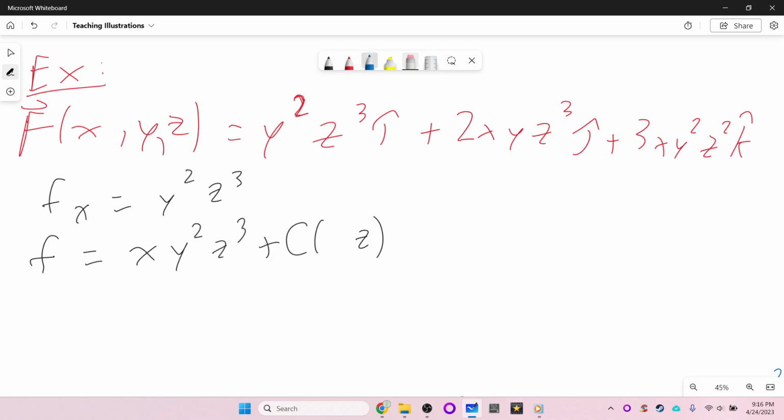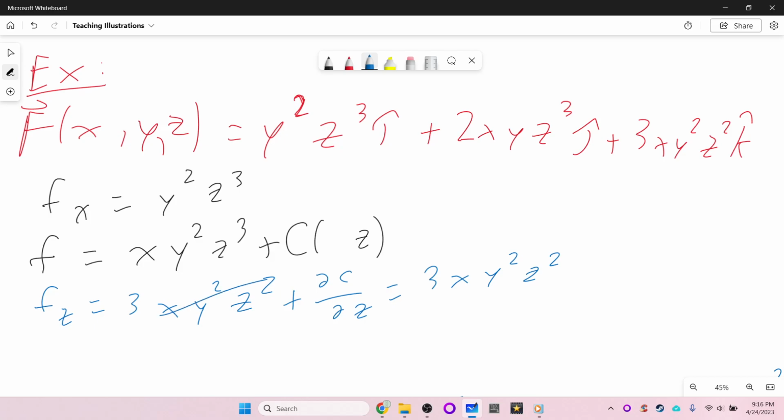So now we do the z derivative. f sub z would be 3x y squared z squared plus del c over del z equals 3xy squared z squared. Oh, well, it's also a constant with respect to z. So this is just a true constant. And then, well, we might as well just say it's 0. So that's our answer.